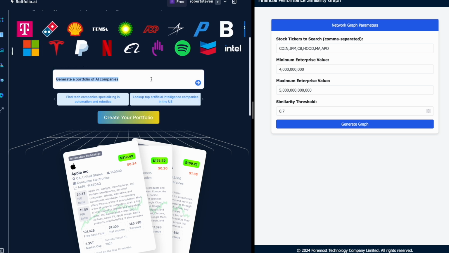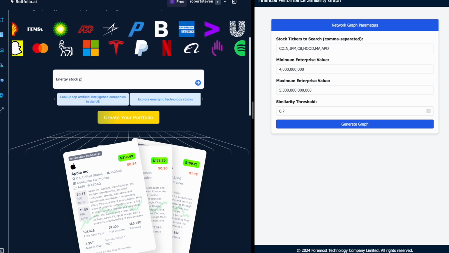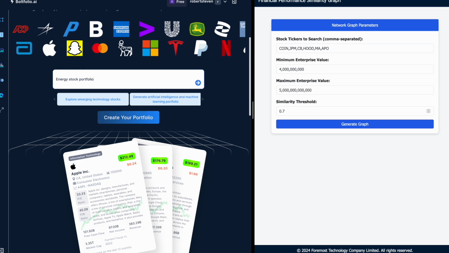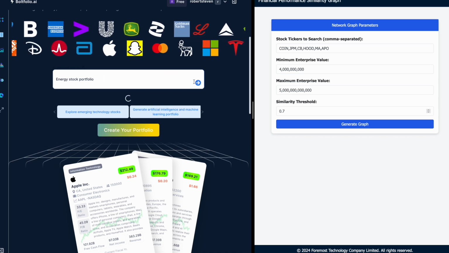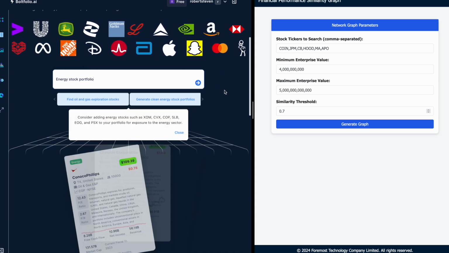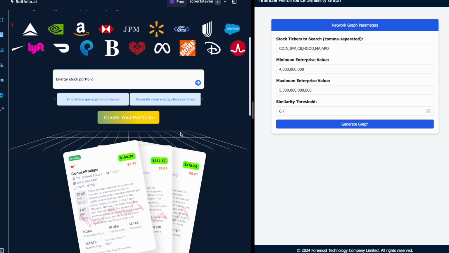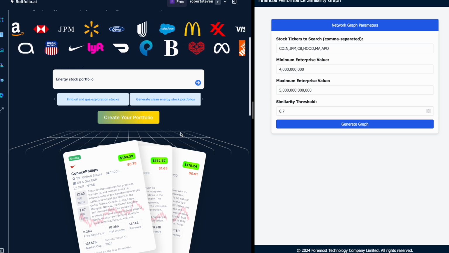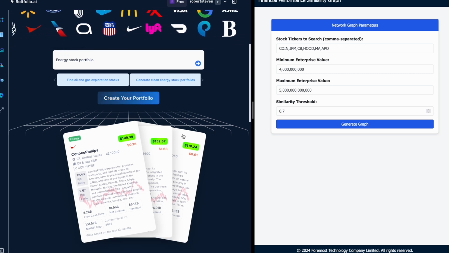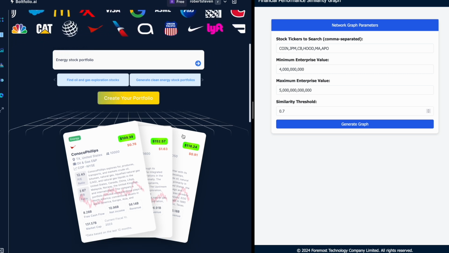let's say you just have an idea, like energy stock portfolio, right? You just type it in here. You hit enter, or you hit the search button, and this platform is going to help you search for companies that match that search query. So I guess you could think of it kind of like Google for stocks, but for more like a portfolio.